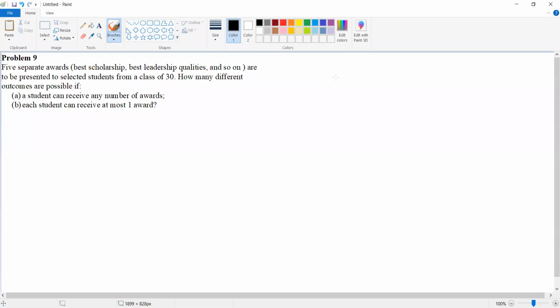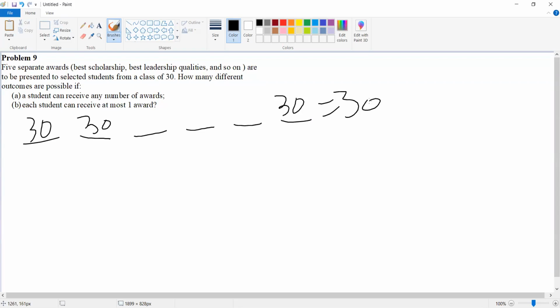Yes, 30 to the power 5, because one award can go to any one of the 30 students, and one student can also get more than one award. So the first award can go to any one of the 30 students, the second award can also go to any one of the 30 students, and so on until the 5th award. So that's why it's 30 to the power 5.